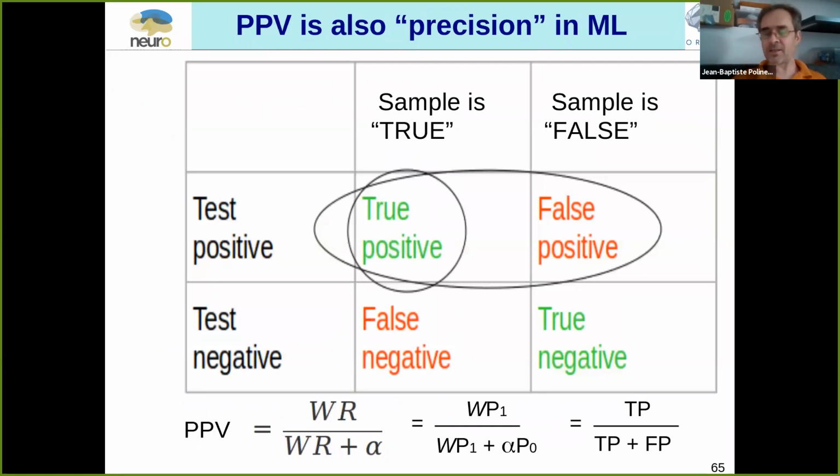I just want to say that PPV in the context of machine learning and testing is also what is called precision. It's a different statistical framework, but those two things can be easily related. And you remember my experiment with 1,000 hypotheses, then you just have to look at the PPV as the number of true positives divided by the number of positives, so including the true plus the false.